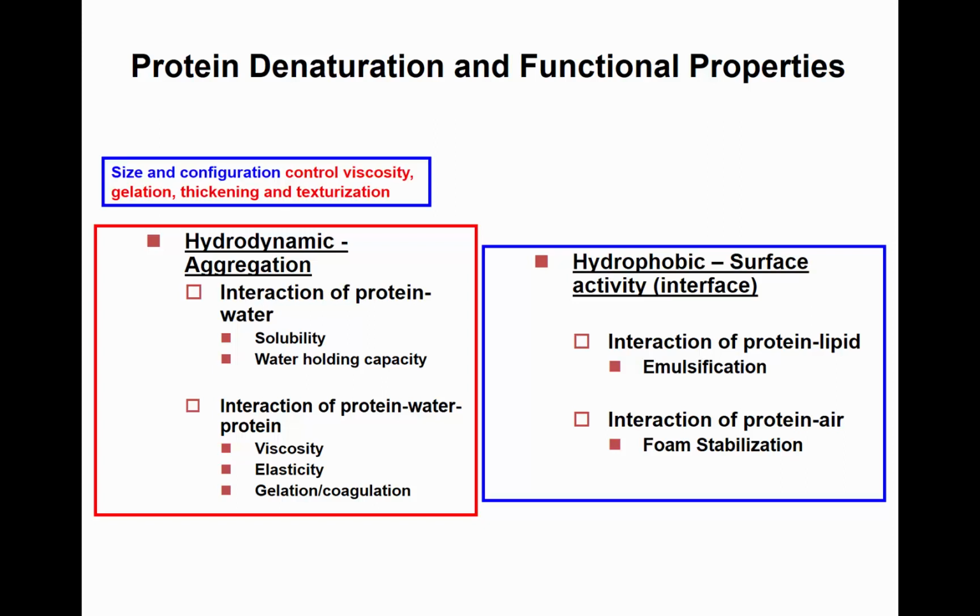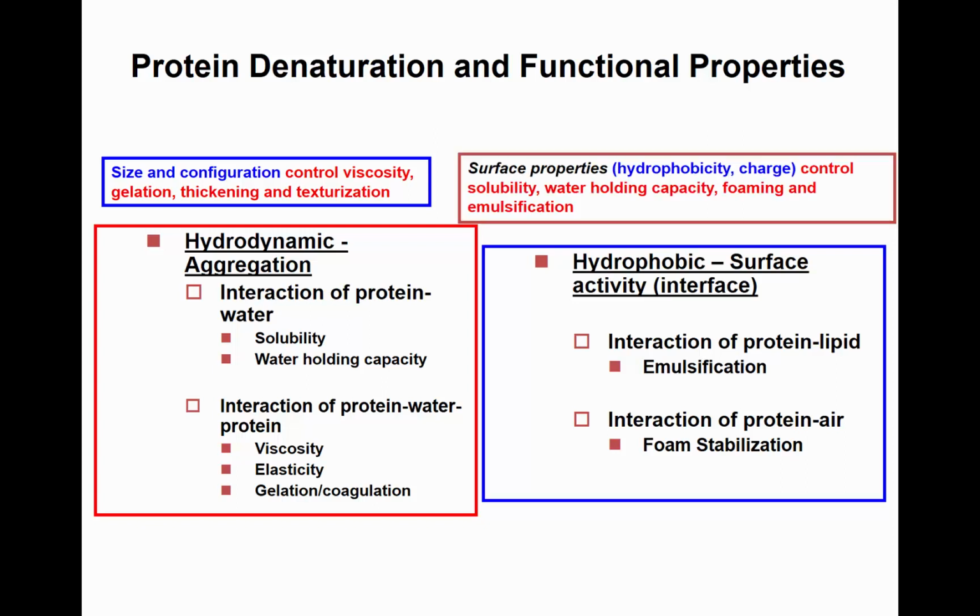What impacts viscosity, gelation, and thickening and texturization is really the size of the protein and the configuration of the protein. Larger proteins usually form viscous solutions and tend to gel better than small proteins. And we'll talk more about that.